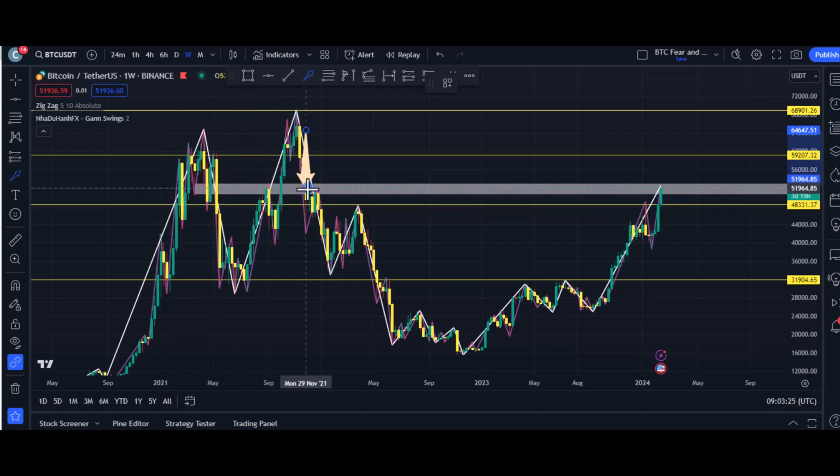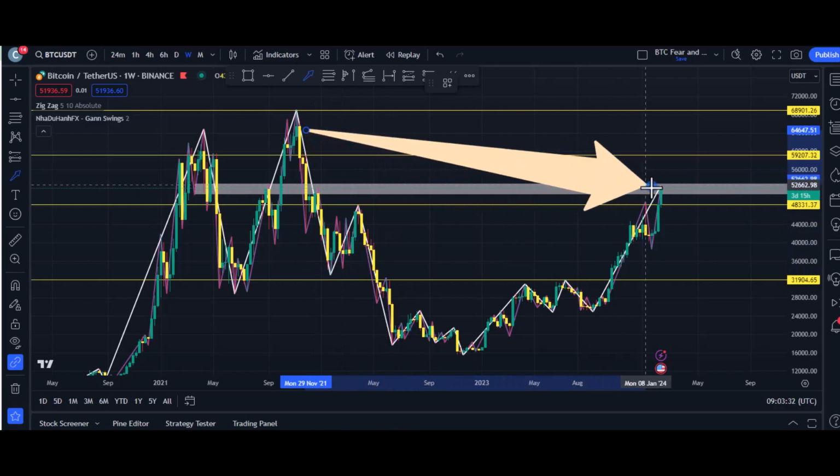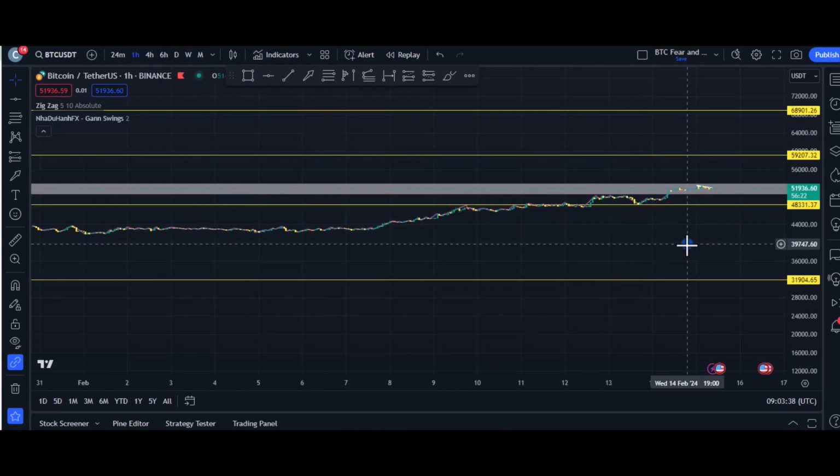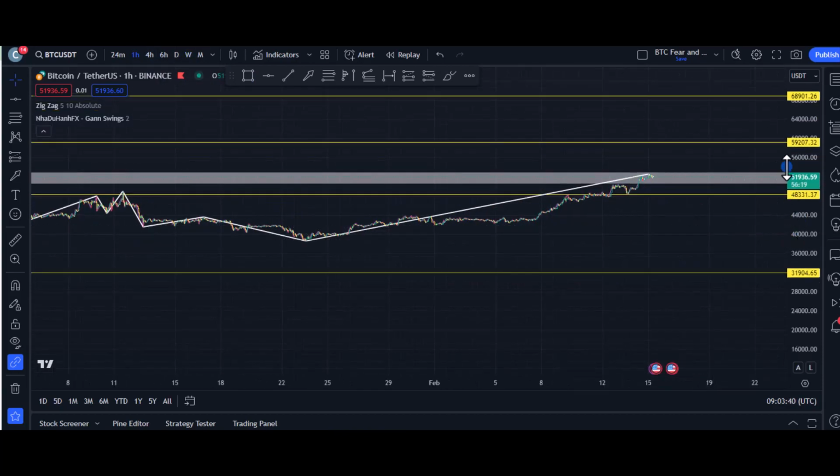We're also including this resistance here. We pushed up into that resistance and then fell back down. So that's why it's also being respected. And we can also see, as earlier, when we went into the hourly chart, that is being respected here as well. Okay, you can see it's being respected there.